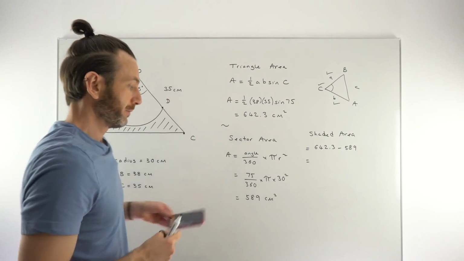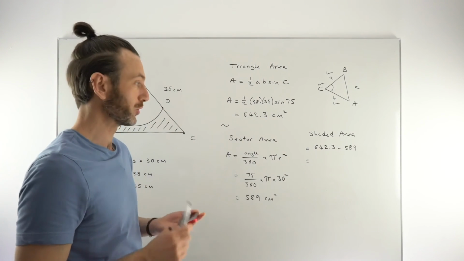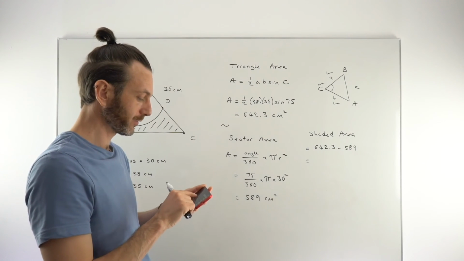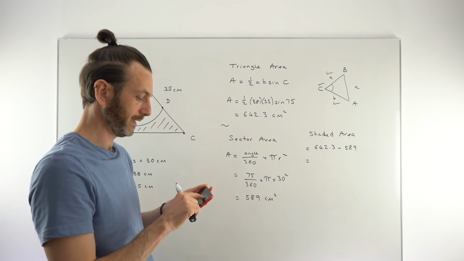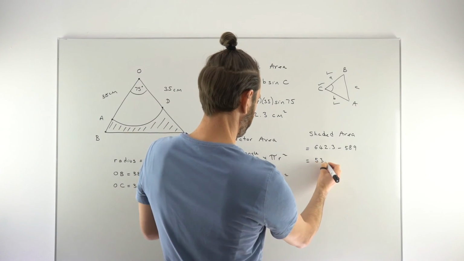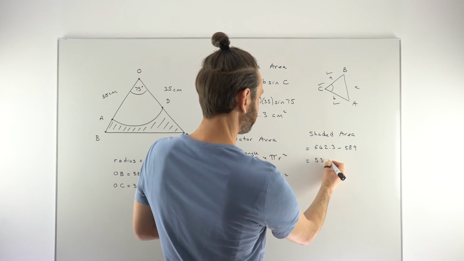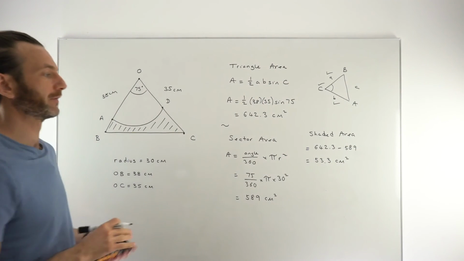So you could maybe do something like that non-calculator, but hey, if it's a calculator question, you don't want to put yourself under pressure, so I'm going to put that in the calculator. 642.3 minus 589, so it gives 53.3 as the final answer, and that is centimeters squared because it's an area.